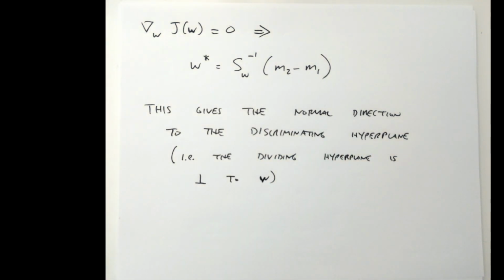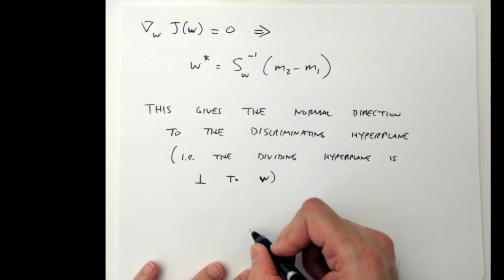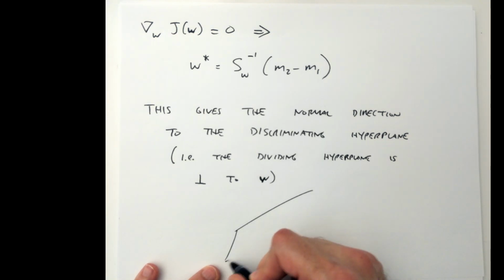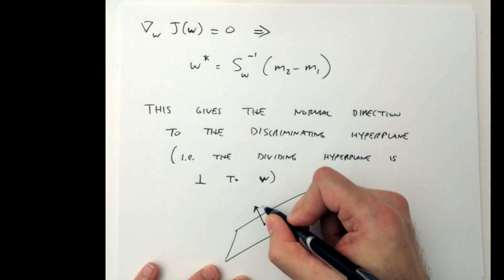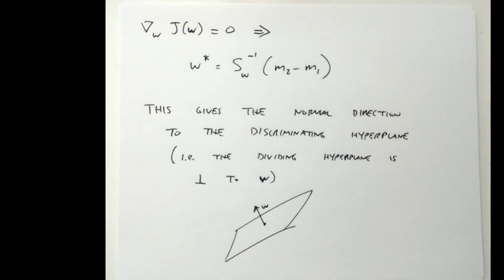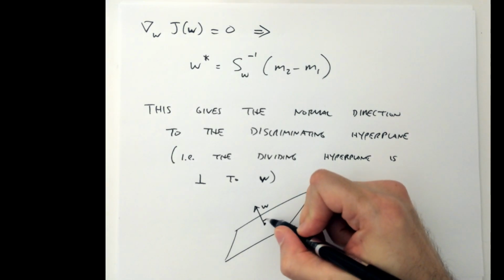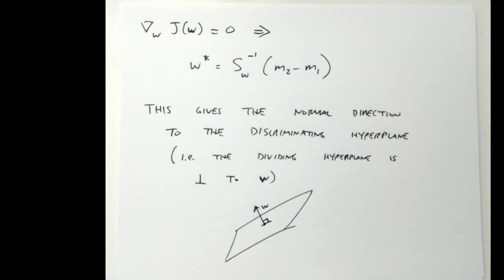If you guys have ever done computer graphics, you know about the normal to an object, right? So it's kind of the same thing here. If I have a plane, what I'm doing here is I'm getting a vector. This vector is W, and the dividing hyperplane is basically perpendicular to that vector, like this. So this is like a one-stop derivation for the best parameters I can get, okay?